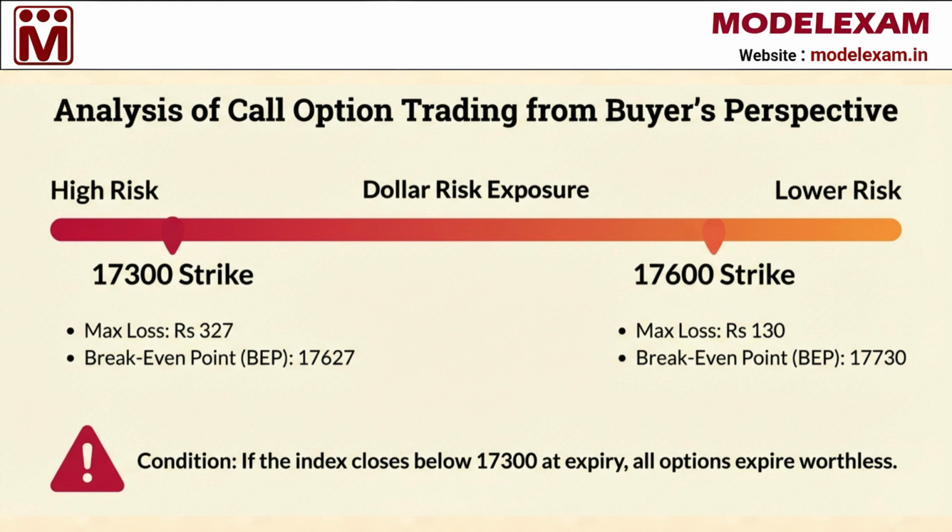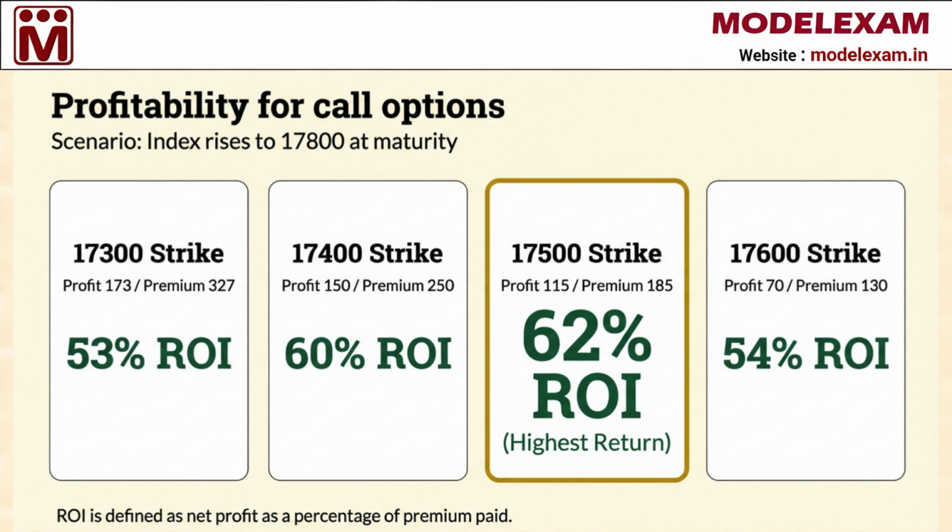To see which option performed the best, we look at the return on investment if the index rises to 17,800 at maturity. While all options made a profit, the 17,500 strike gave the highest return with a 62% return on investment. The deep in the money strike at 17,300 gave a 53% return, while the out of the money strike at 17,600 gave a 54% return. This shows that choosing the right strike price is key to maximizing your percentage gains.